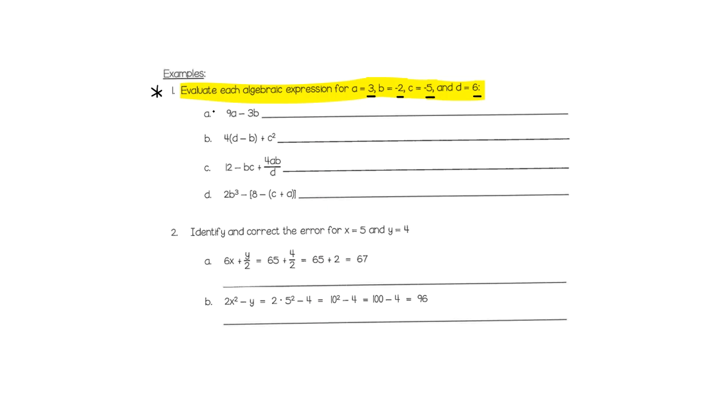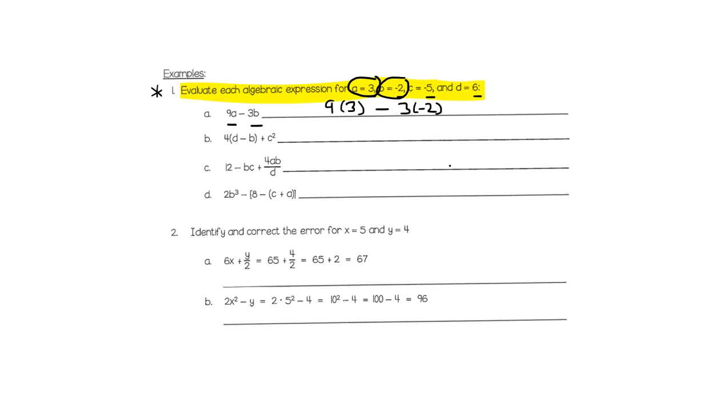So on A, the expression says 9 times a minus 3 times b. So we're going to rewrite this, but wherever there's a variable, we're going to leave an empty parentheses, because in the place of that variable, we're going to substitute its value. So instead of the a, right here, we are told that a needs to equal 3. And instead of the b, we're told right here that b equals -2.